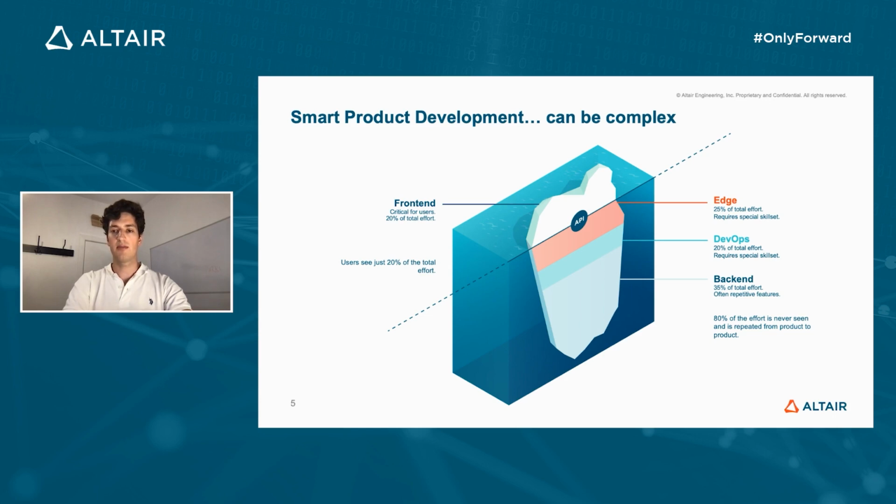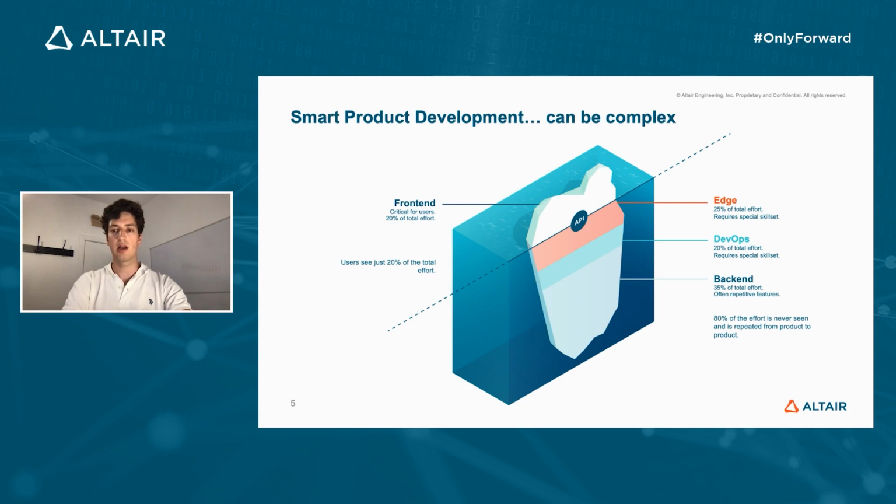Normally, front-end development, meaning that beautiful application that your users are going to love, takes about 20% of the total effort needed in order to put in place a product with an app. Backend, DevOps, and Edge are other activities that need to be considered and that normally go undetected when planning the rollout of a new smart connected product.